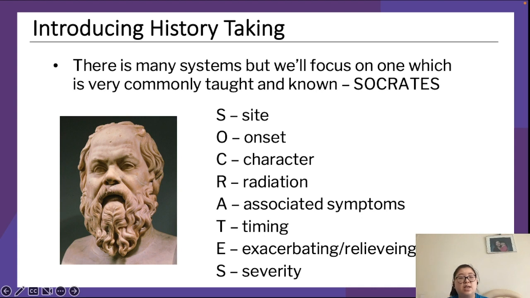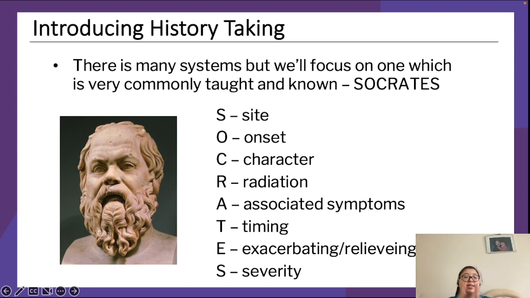And it's fine to use any model you want, but SOCRATES is probably the most famous one. So I thought I would just go with that one because it's probably the one which will come up the most. It's very pain focused, unfortunately, but you can apply it to things which are not pain related.